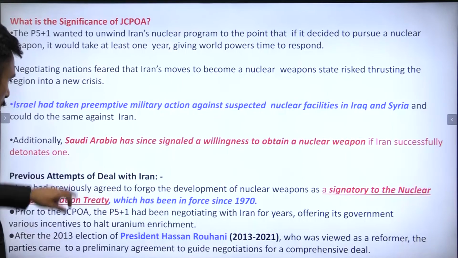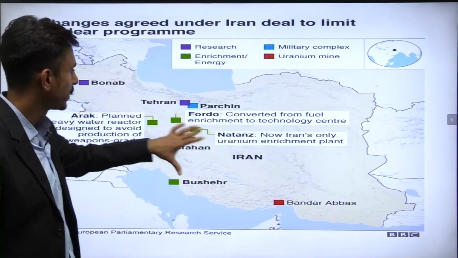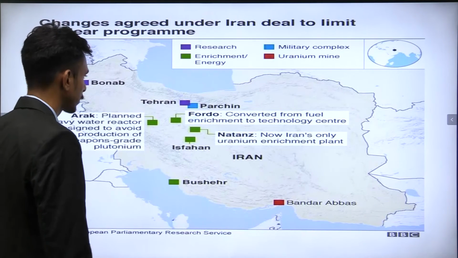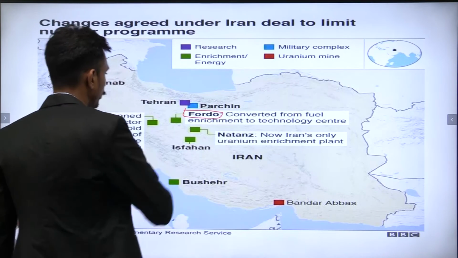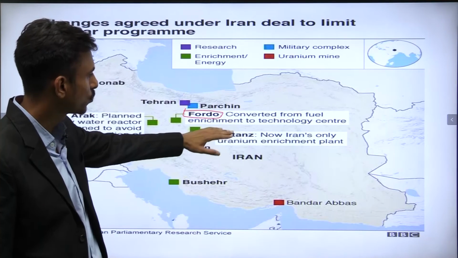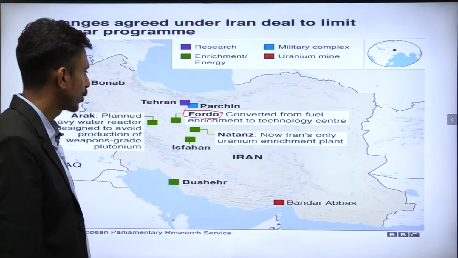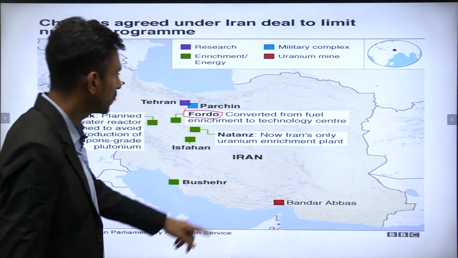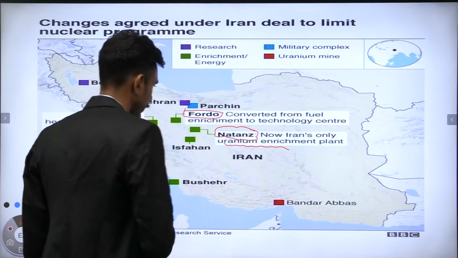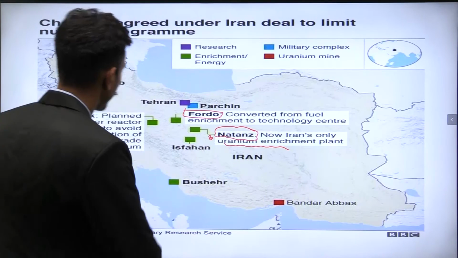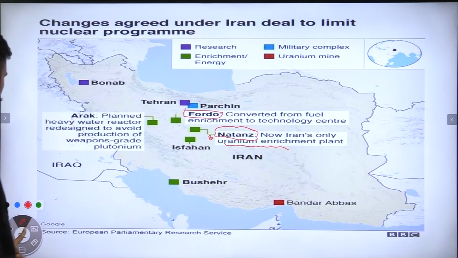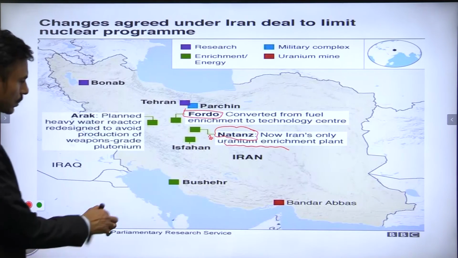So this is all there, and here you can see the nuclear power projects of Iran. The project that I was discussing was the Fordo nuclear power plant, very important, and this has been converted from fuel enrichment to a technology center with Russian help. Similarly, you have Natanz, which is now Iran's only uranium enrichment plant. Natanz, right? Very important, Natanz and Fordo, right? Then you have Isfahan, Bushehr, Bonab, etc. Right? So I hope it is clear.